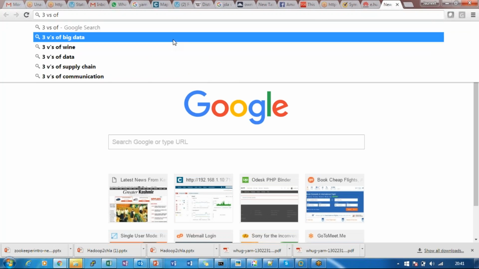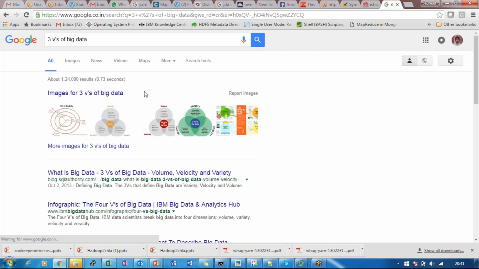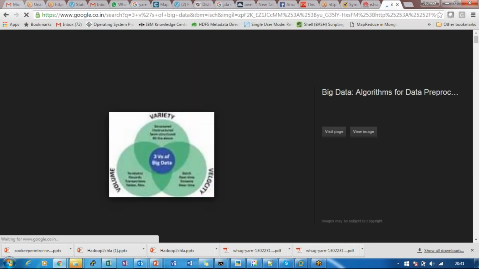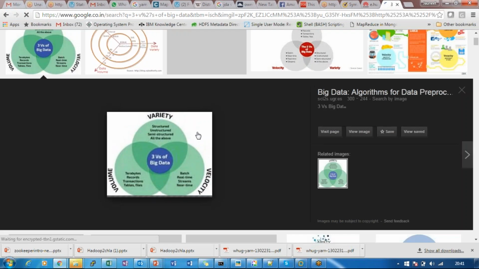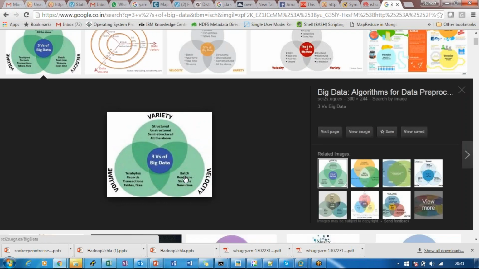First you will find three V's of big data. First it was introduced by IBM, then other companies also followed the same thing. Now IBM says four V's of big data. There's nothing new in the four V's. They have just differentiated two things, variety and veracity, nothing more. It's just a picture: variety, volume, velocity, veracity. These three or four V's are the common things.